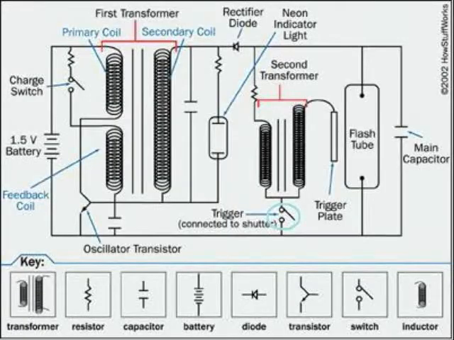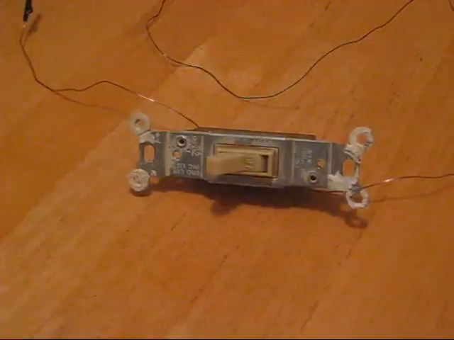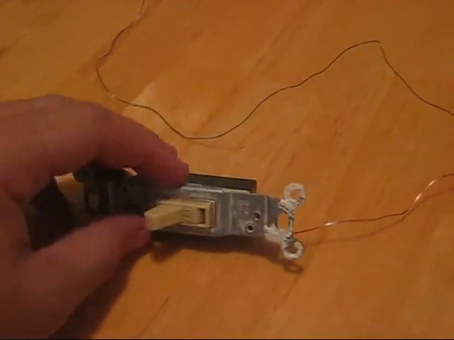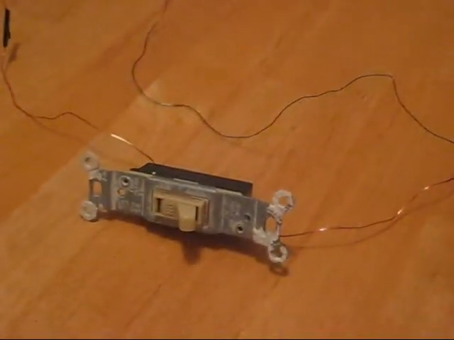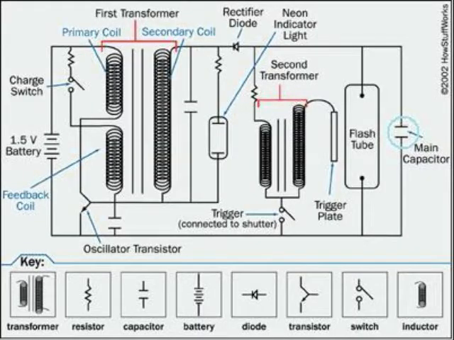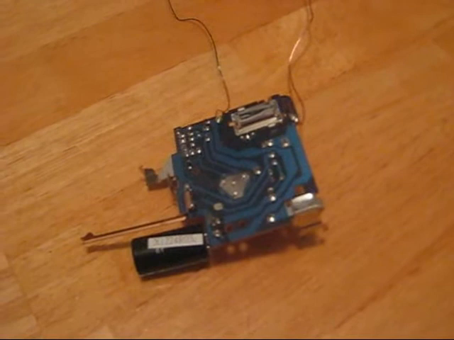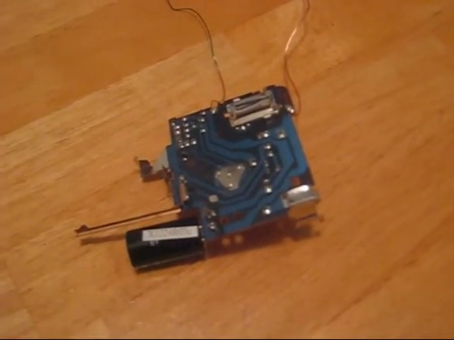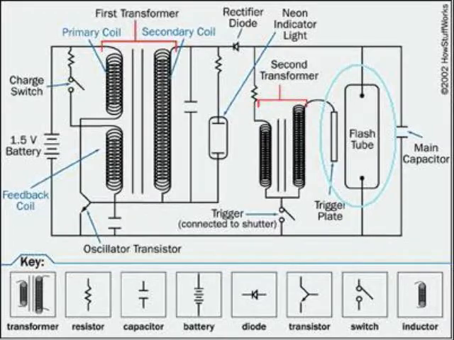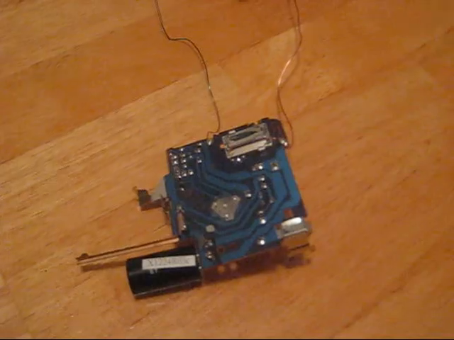This is the trigger switch, which is going to be used for a light switch. This is the main capacitor. Here is the trigger plate and flash tube.